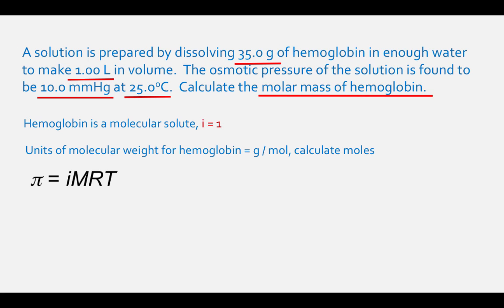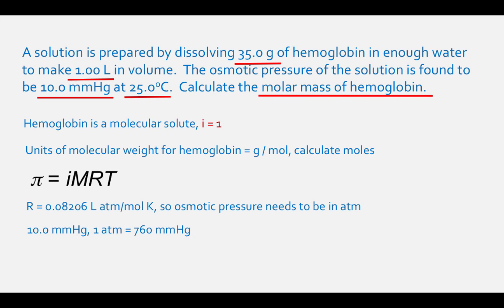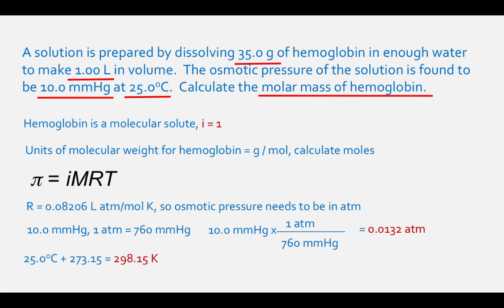First, let's talk about units. The gas constant has a value of 0.08206 liters times atmospheres per mole times Kelvin. So therefore, osmotic pressure needs to be in atmospheres. To convert 10.0 millimeters of mercury to atmospheres, we use the conversion factor of 1 atmosphere equals 760 millimeters of mercury. So we have 10.0 millimeters of mercury divided by 760 equals 0.0132 atmosphere, which is the osmotic pressure. The temperature needs to be in Kelvin, so 25.0 degrees Celsius plus 273.15 equals 298.15 Kelvin.